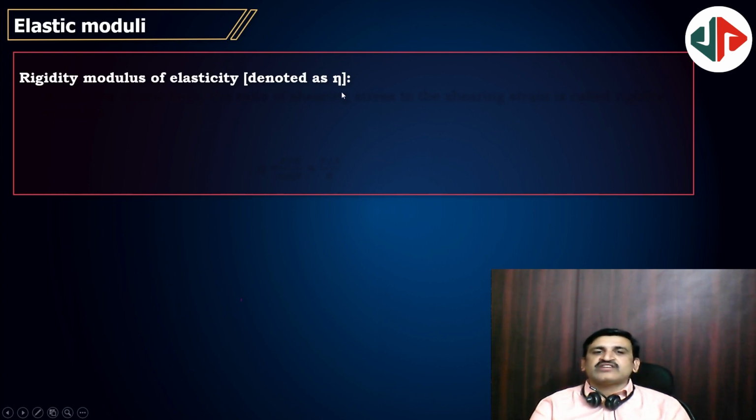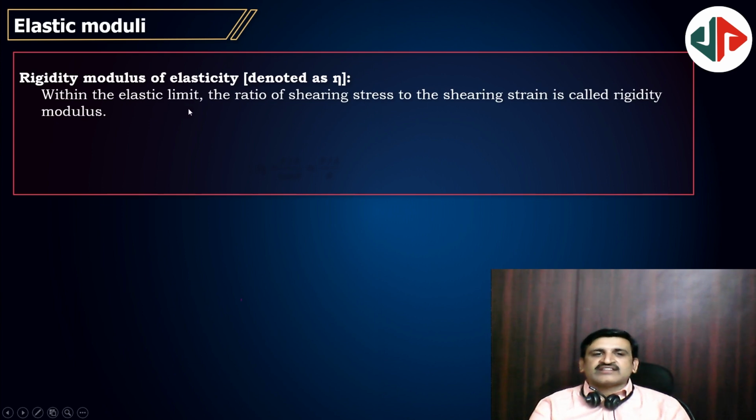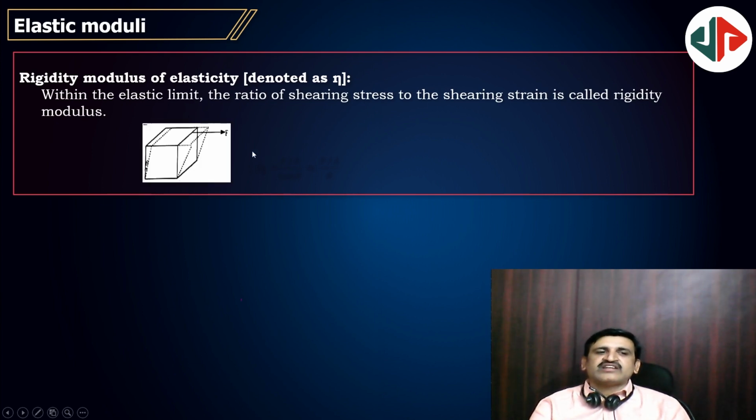Elastic moduli, rigidity modulus. Rigidity modulus is denoted with eta. It must be pronounced as eta. Within the elastic limit, the ratio of shearing stress to the shearing strain is called rigidity modulus, and the picturization, that means lateral shifting of the layers, is shearing, that means the shearing strain that causes. So eta is equal to F by A theta, or F by A by tan theta, or F by A by sin theta when theta is small.